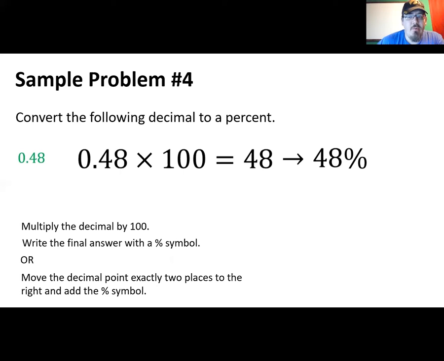Now, the key thing to remember with this trick is you always move it 2 places, no more, no less, because you can have situations where you might still have a decimal point contained within the digits for the percent, and so you don't want to lose track of that. You always move the decimal point exactly 2 spaces, all right? And if you want to use that shortcut, that's great. It just saves you a little bit of writing, a little bit of work. Just don't forget exactly 2 spaces, no more, no less. And then don't forget to put the percent symbol on your final answer. So 0.48 written as a percent is 48%.